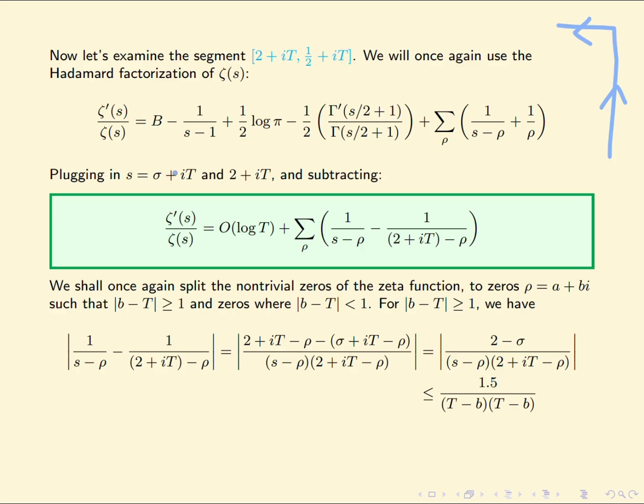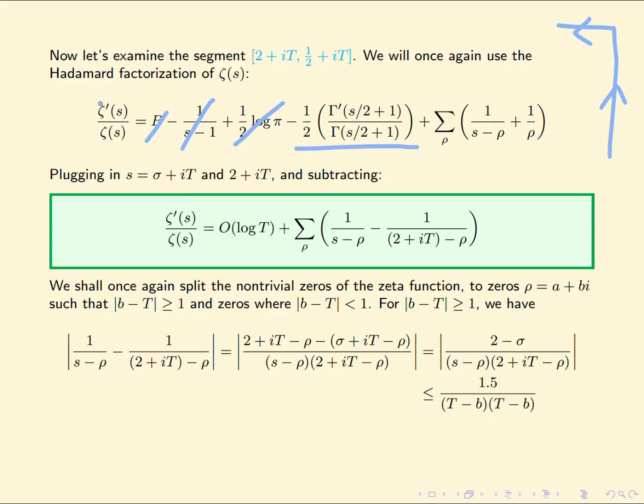And what we're going to do is plug in two values into this formula and then subtract. So we're going to plug in s equals sigma plus it, and also s equals 2 plus it. And if I subtract, I'm going to get this. So the b is just a constant, that's going to cancel out when I subtract. This thing's a constant, that's going to cancel out. This thing is O of 1 over s, or 1 over t. So the subtraction of those is definitely less than O of log of t. And then this thing is O of log of t.